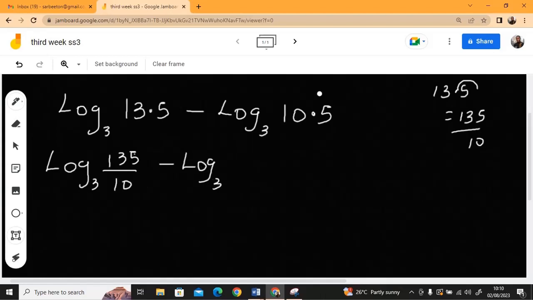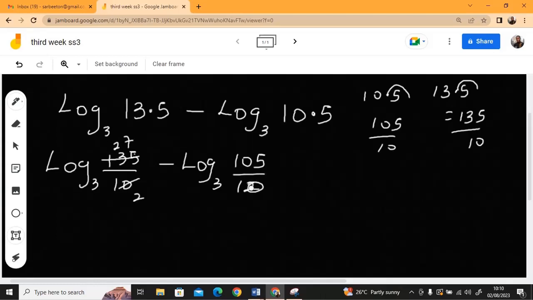Now this one here is also 1 decimal place. For 10.5, you move once, so it's going to be 10 at the bottom: 105 over 10. Now what we are going to do is divide. 5 in 135: 5 in 13 is 2, remember 3, this is 27. Then here, this one is over 10, right? 5 in 105 is 21, and 5 in 10 is 2. This is 21 over 2.